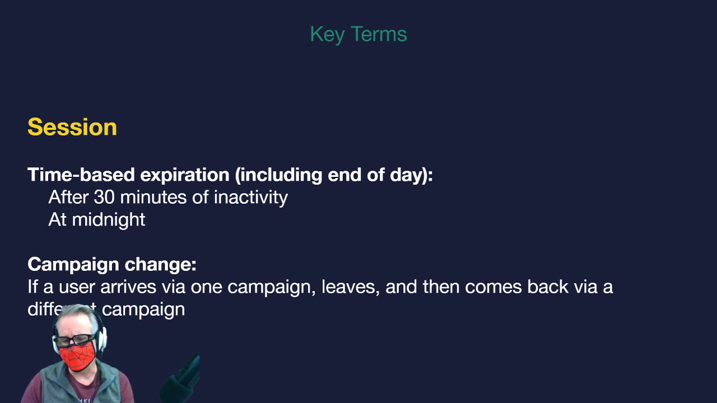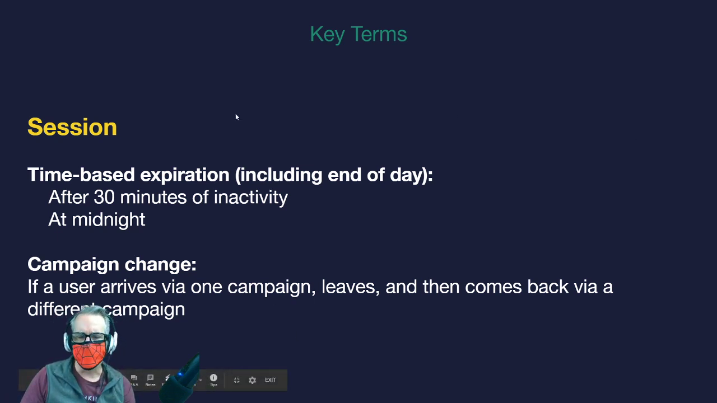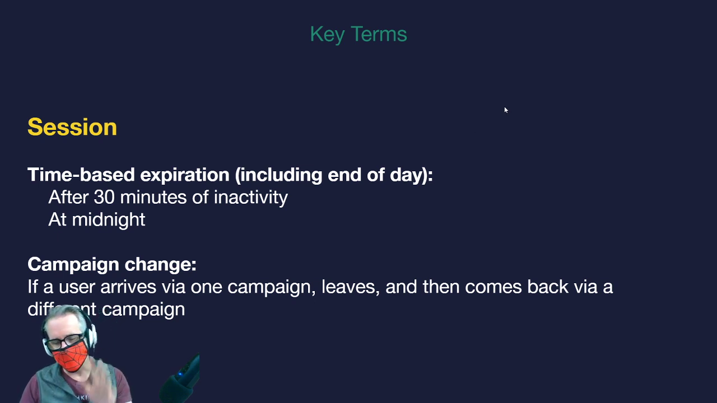So if someone goes to your website at 11:45 and they leave at 12:15, that's two 15-minute sessions, essentially. Even though they didn't leave your website for that half hour, it counts as two different sessions as far as Google Analytics is concerned. So if a user arrives via one campaign, leaves, and then comes back via a different campaign, that's a campaign change. So if they go to your website, they leave, and then they come back from a YouTube video or something like that, or from a pay-per-click ad, then that counts as a different session.